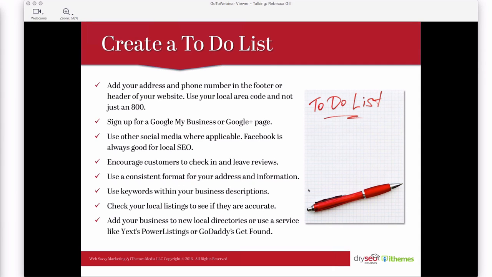Use consistent format in your address and other information. I'm preaching this. I'm coming back to it. I'm reiterating it, because, again, consistency is extremely important for local SEO.